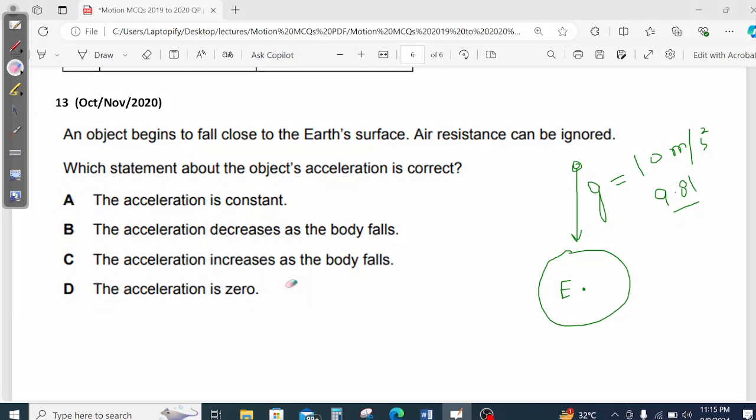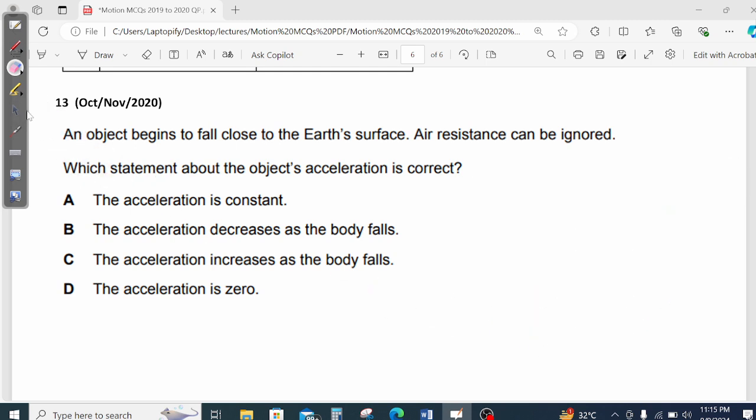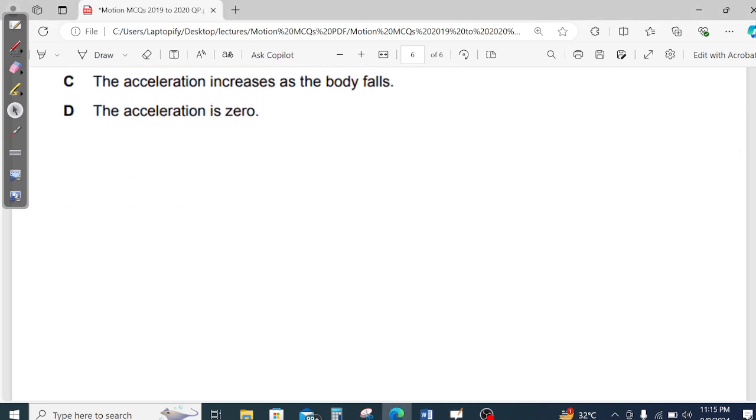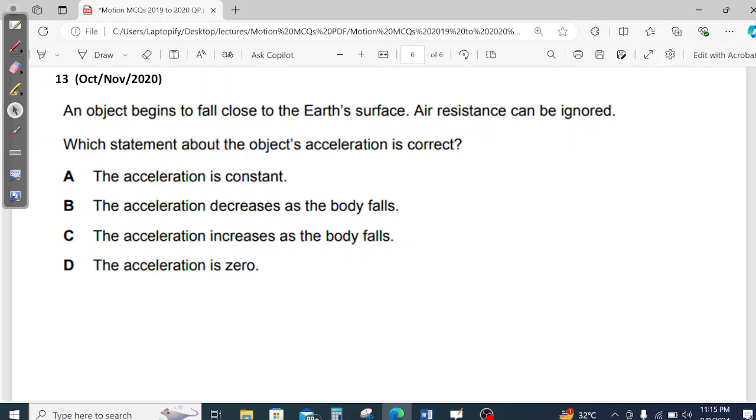I hope you have understood the situation of every MCQ, and I tried my best to give you the detailed overview. Next we will move towards the extended MCQs from 2018 to 2024 of all versions.